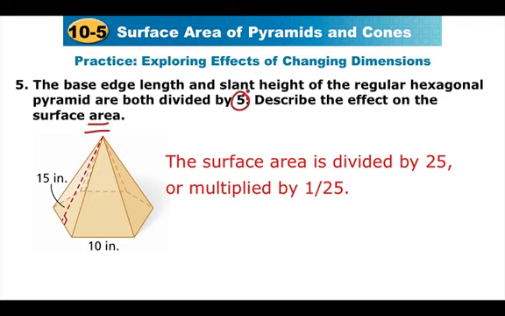Again, the shortcut, just take this number, square it. Since you're dividing, divide by 25 or multiply by 1 over 25. Next slide.